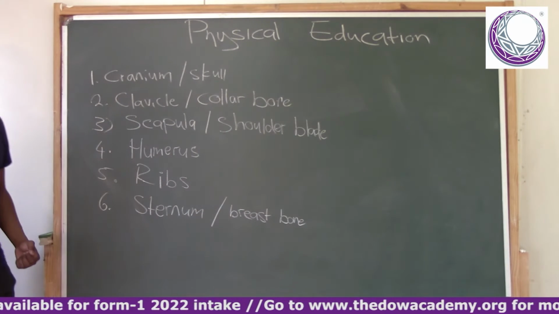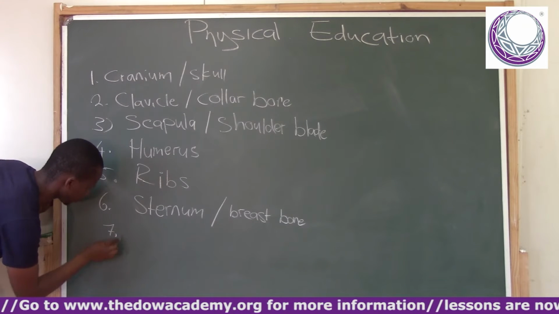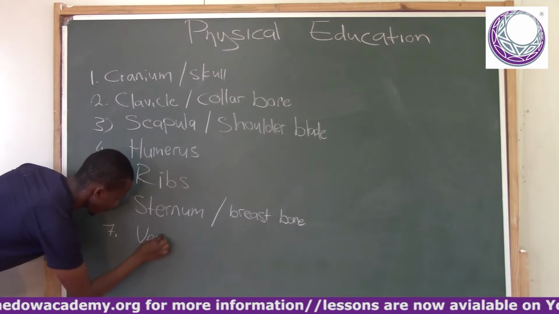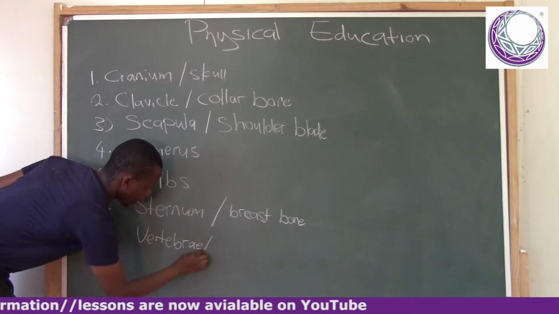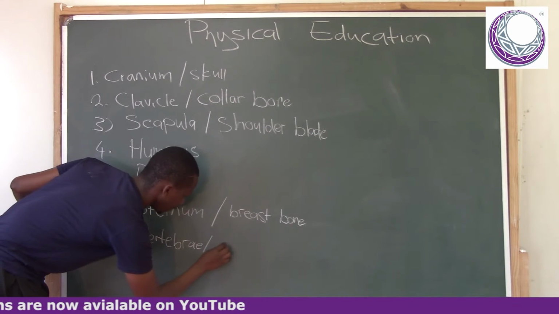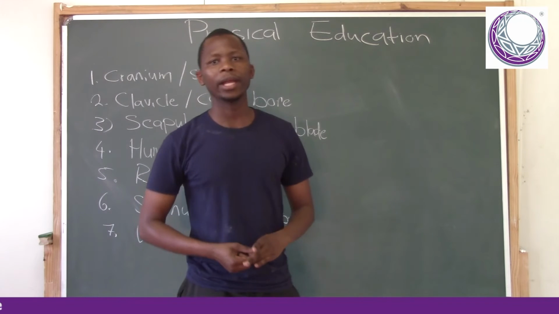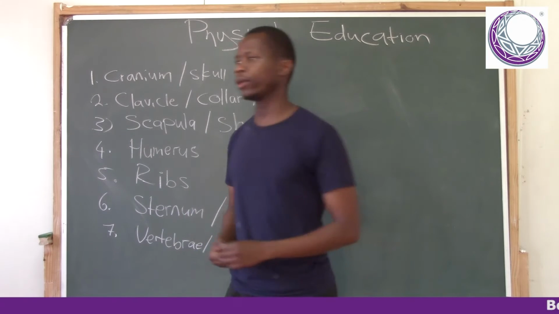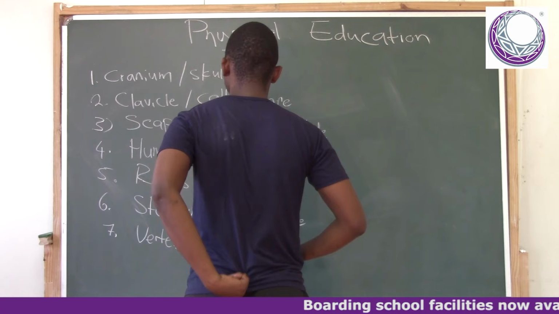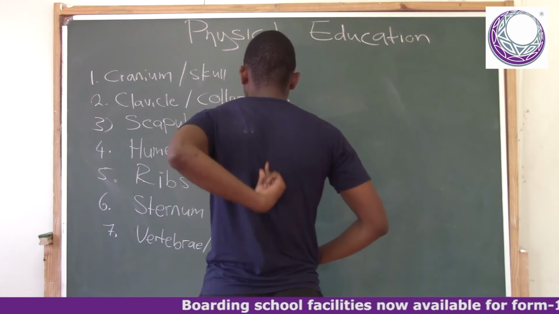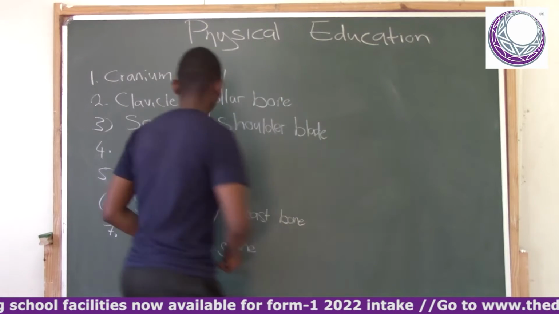Now, we move on to our other bone, being the vertebrae. That is number 7. Our vertebrae, otherwise known as the spine, is the bone from my cranium going down along my body. This is the spine or the vertebrae.